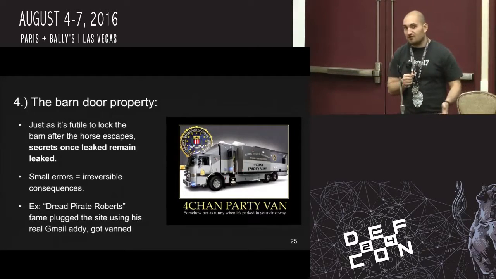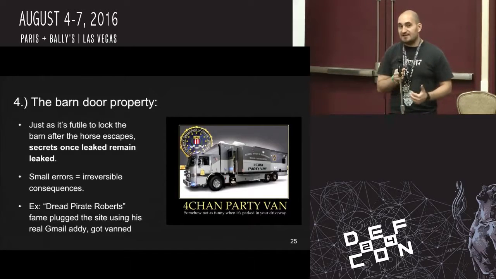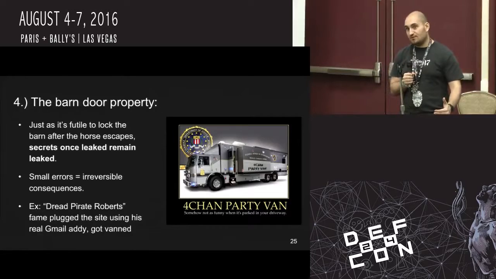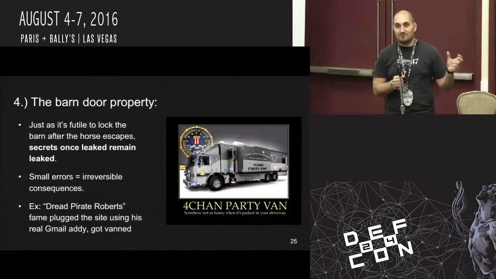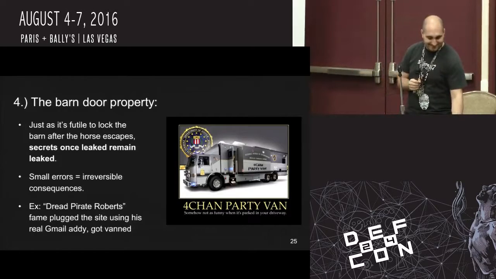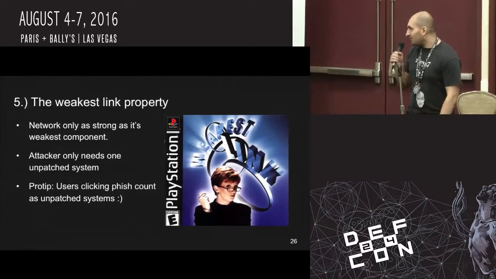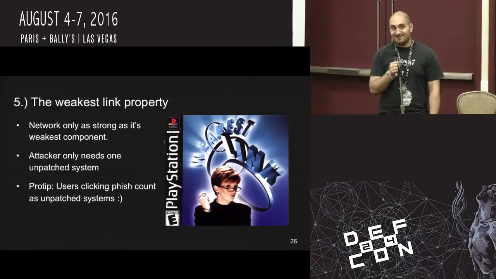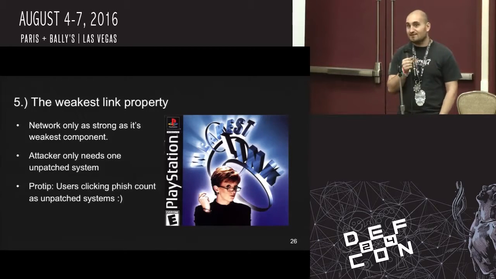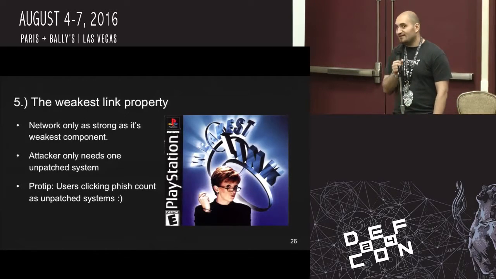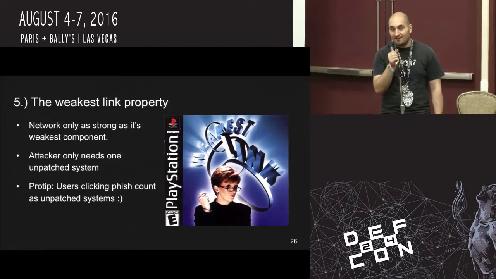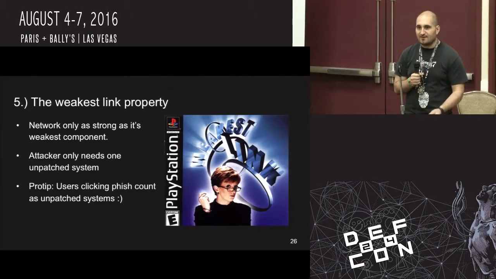So they put physical surveillance on him, and eventually they followed him to the San Francisco Public Library, where when he logged into the administration interface for the Silk Road, they just yanked the computer off of him and imaged it. Finally, the weakest link property. The network is only as strong as the weakest link, that's the user. An attacker only needs to find one unpatched system, and that unpatched system may be the person who clicks on a phishing link.